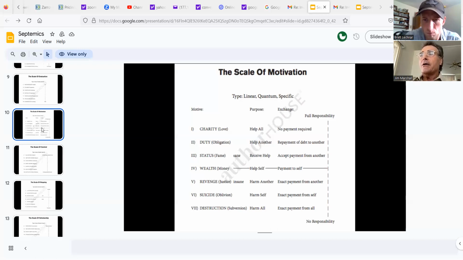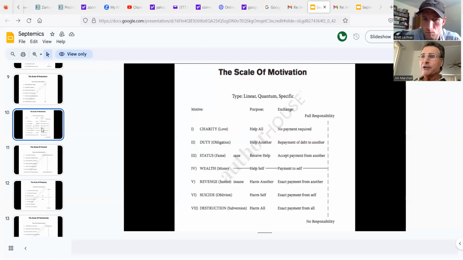Now, notice that there's an element of exchange, because anytime you think of motivation, you think of exchange. In other words, if you want to know somebody's motivation, well, what are they going to give me if I give them that, right? That tells you a lot. So at level 7, that person is destructive. He wants to exact payment from everybody. Now, you can say, well, isn't that crazy? Yes, that's crazy. And from that is a higher level, which is suicide. This person only wants the exact payment from himself. Not as bad. He doesn't want to kill everybody. He only wants to kill himself.